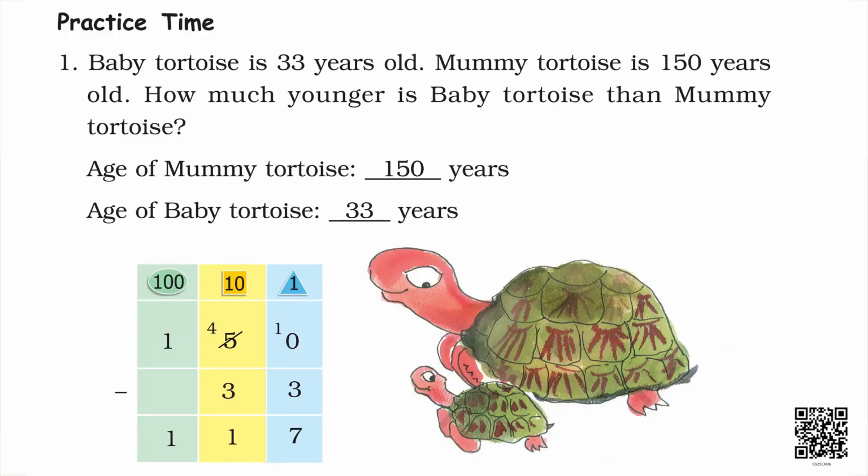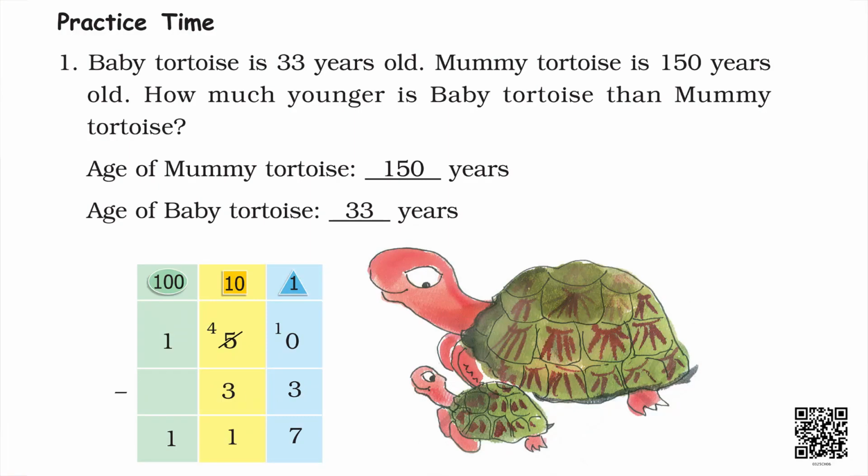In the ones place we cannot subtract. Students, we will subtract 3 from 0, which is not possible. So we will borrow 1 from the neighboring digit, that is 5. Hence 5 will become 4 and 0 will become 10. Now subtracting 3 from 10 is very much possible. Subtracting 3 from 10 gives us 7.